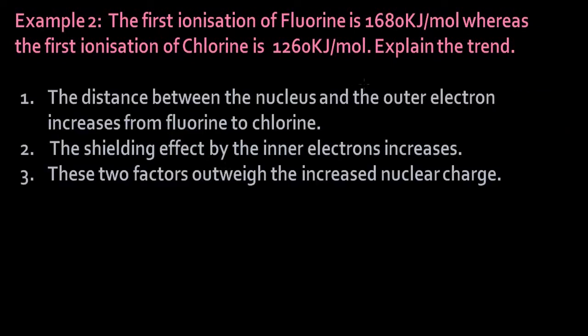So we can explain this trend with the help of these 3 points: the distance between the nucleus and the outer electron increases from fluorine to chlorine. That is, the outer electron of chlorine is farther from the nucleus compared to fluorine. The shielding effect for chlorine by the inner electrons is also greater compared to fluorine, and because of these two factors, the increased nuclear charge loses its effect. So down the group from fluorine to chlorine, the ionization energy decreases.